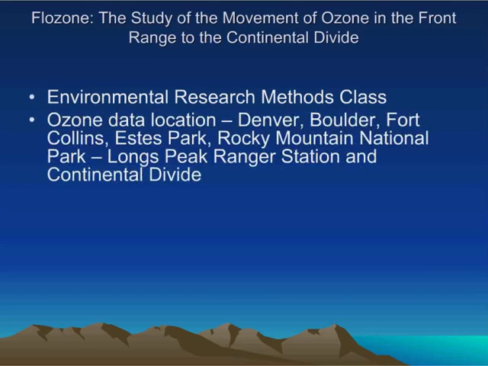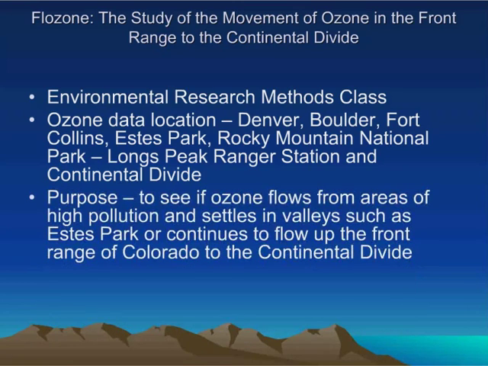The next study that we're doing is actually my environmental research methods class that's doing it. And we work with the Go3 project out of Boulder, and so we've been looking. There's a lot of ozone damage that is happening to the plants on the tundra, so we decided to look at that. So we wanted to see if ozone was actually flowing from areas of high pollution, and we used Denver and Fort Collins, and then we've hit the Estes Park area, then we've hit the Longs Peak Ranger Station, and then it goes on up to the Continental Divide, which is at the head of the Ute Trail.